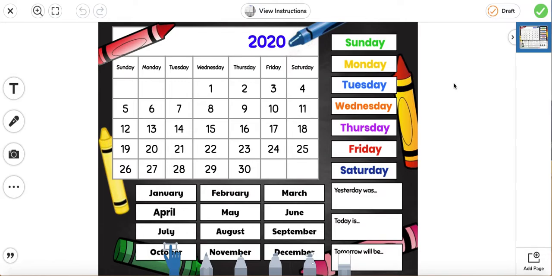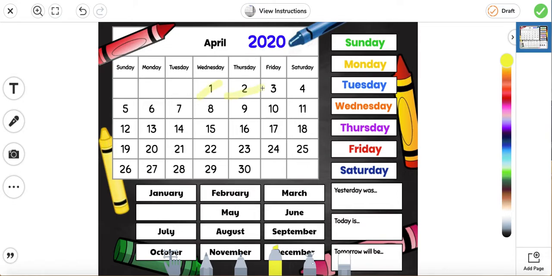We're going to begin with our calendar. Can you tell me what month we are in? April. So we're going to go ahead and move April up here. We're going to cross out all the days that have already passed, and we're going to stop at the number 29.